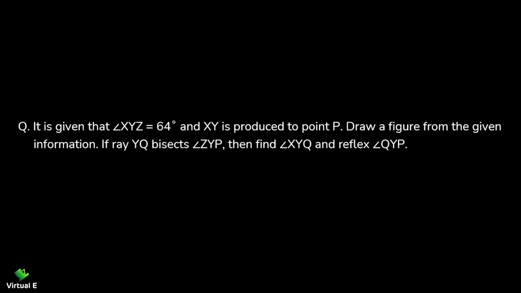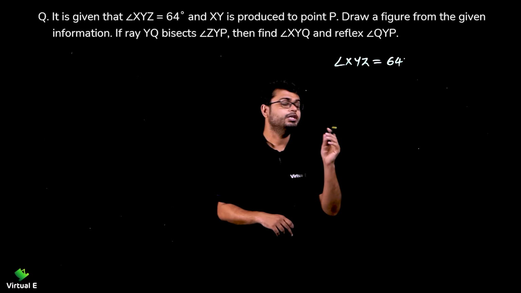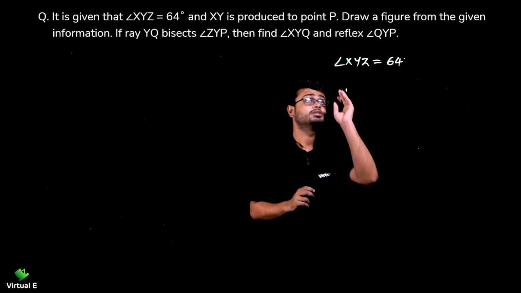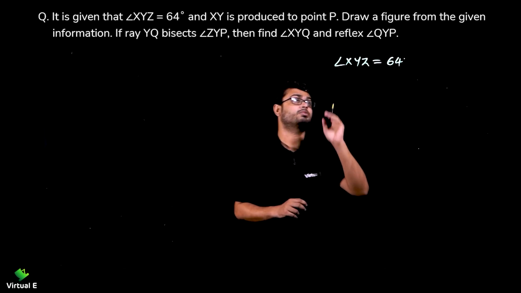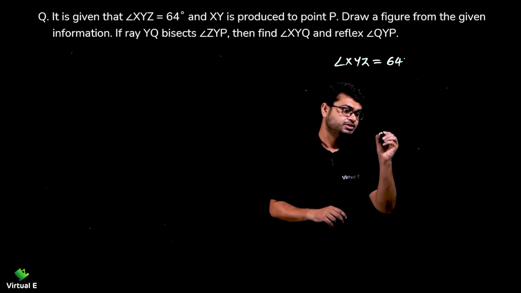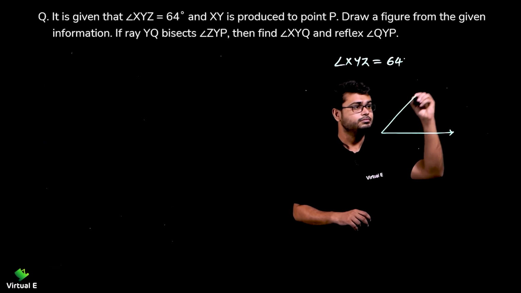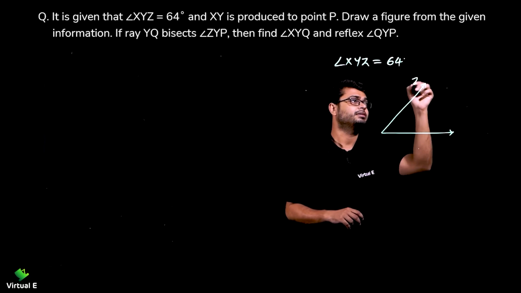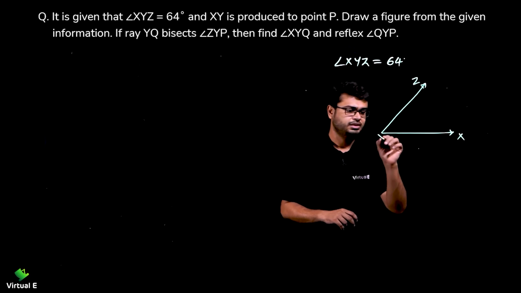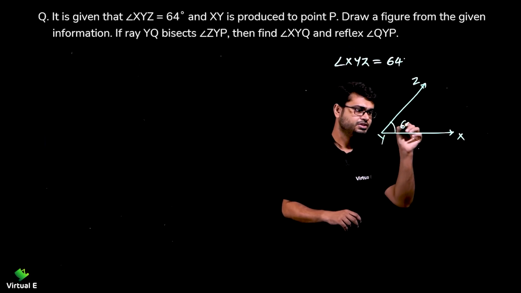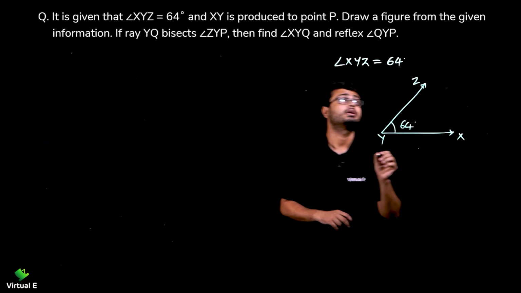If ray YQ bisects angle ZYP, then find angle XYQ and reflex angle QYP. Okay, so first of all, we need to draw the figure. Here the figure is not given. So first of all, let's take angle XYZ. Let's draw it. Let's take this as Z here, then X and Y. So this is 64 degrees, right?